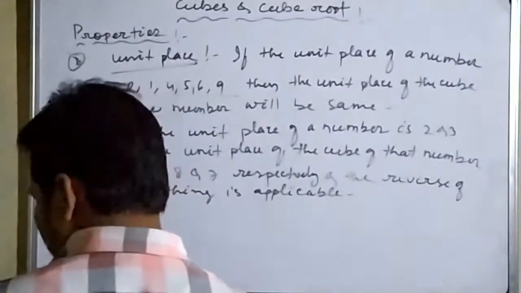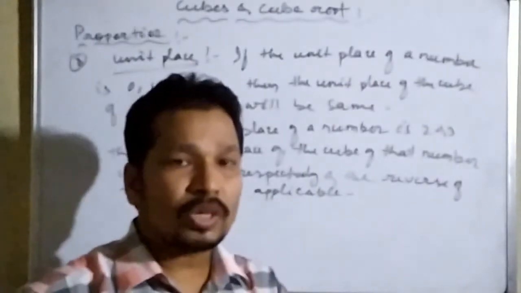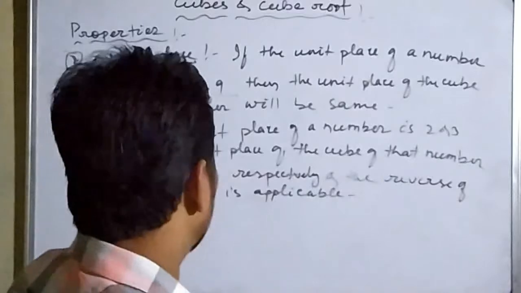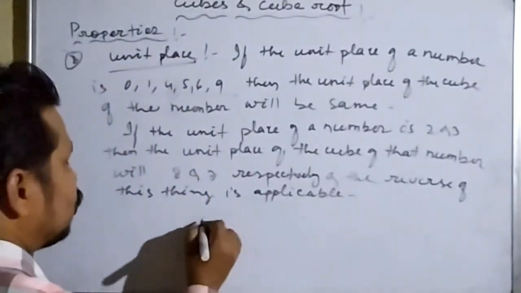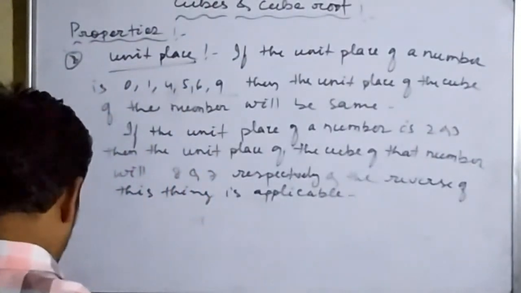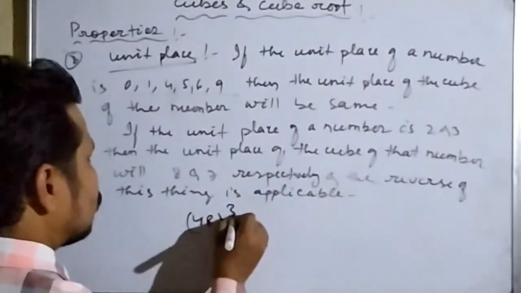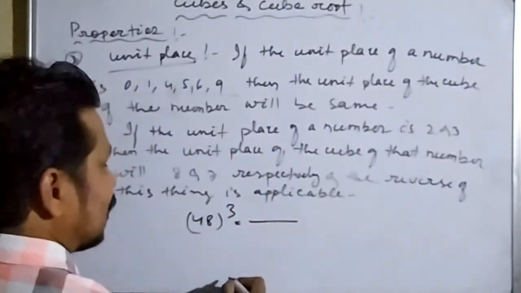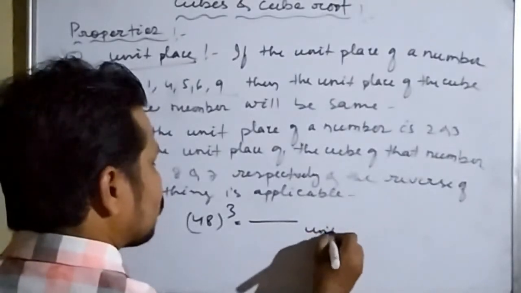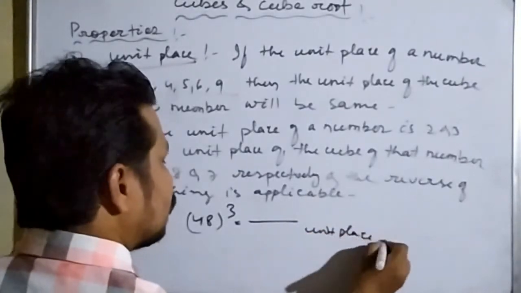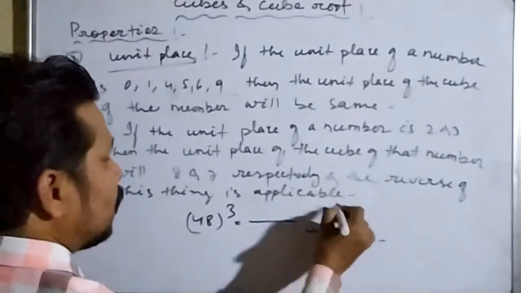What is the meaning of these things? That means if the unit place of a number is, suppose, 8, then the unit place of the cube of that number will be 2. Suppose we want to find out the cube of 48. We don't know what the answer is, but what will the unit place be? Unit place will be 2.